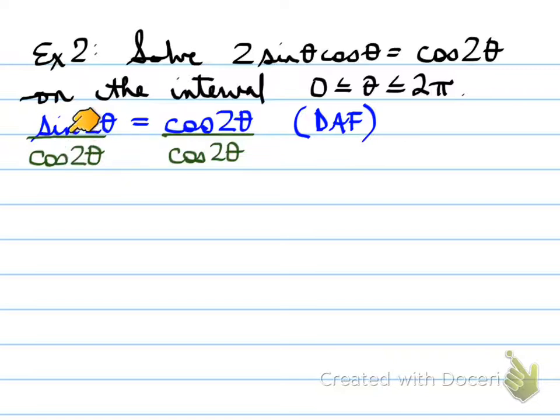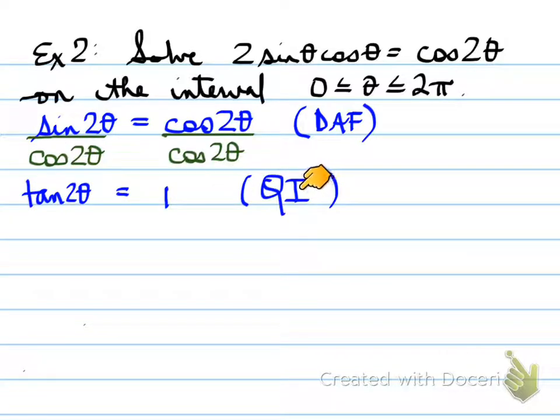And what will that give us on this side? Hopefully you're looking at it and see that the quotient identity is listed there, and we will have tan 2 theta is equal to 1 because of the quotient identity. Well, now we can solve for 2 theta. Tan inverse of 1 is going to be, okay, now this is a recap of why we can do this.